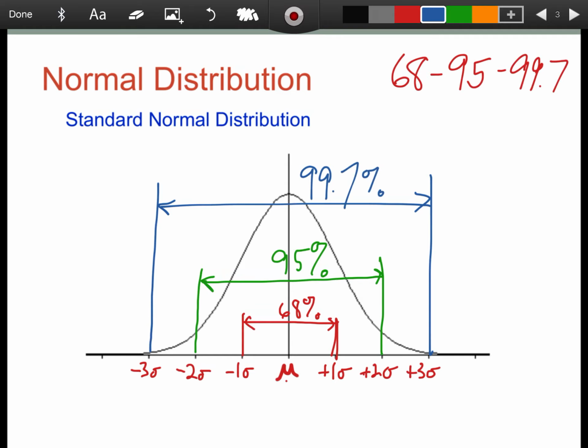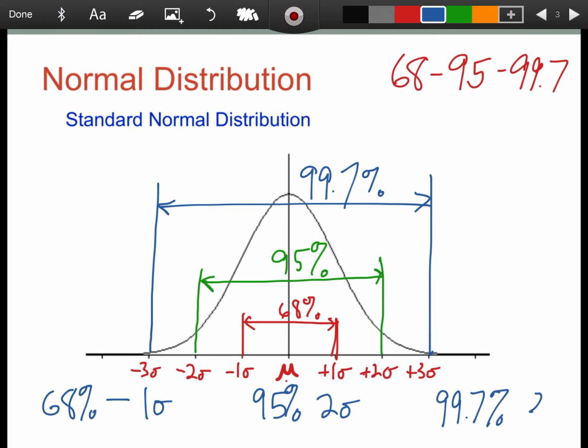Now the 68, 95, 99.7 rule actually has a real name. It's called the empirical rule, but the name of it doesn't matter. It's the numbers that matter. So you can go ahead and draw that in your notes. In your notes, you have approximately 68% of the data is within 1 standard deviation of the mean, 95% of the data lies within 2 standard deviations of the mean, and 99.7% of the data lies within 3 standard deviations of the mean.